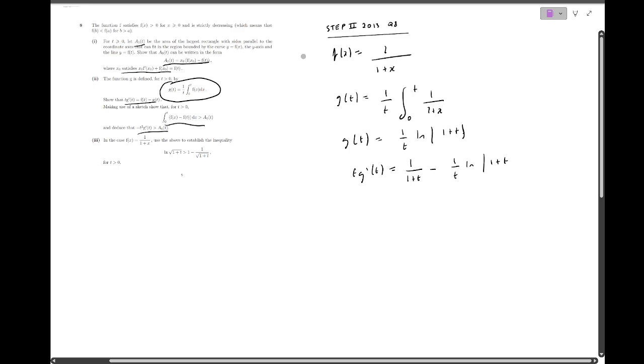And then we just multiply t to both sides, minus t. So minus t squared g dash of t is equal to natural log 1 plus t minus t over 1 plus t.